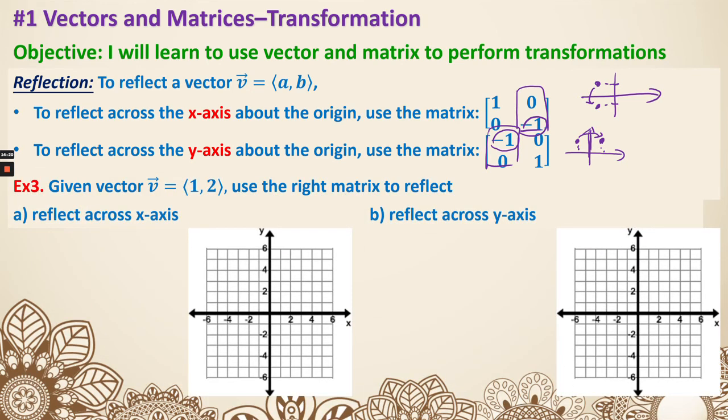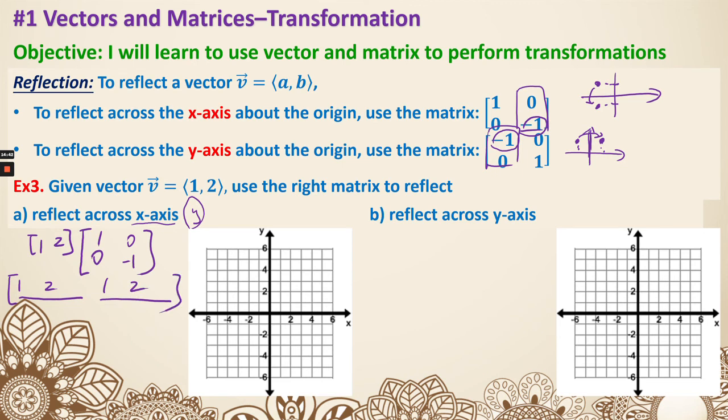So example 3, reflect across the x-axis, [1, 2]. We're going to multiply by the correct matrix. Reflect over the x-axis, so y is changing. That means it's [1, 0; 0, negative 1] right here. So we are going to perform our multiplication. 1, 2, 1, 2. And then we are going to get 1, 0, multiply, add, and 0, negative 1, multiply, add, which gives us 1, comma, negative 2.